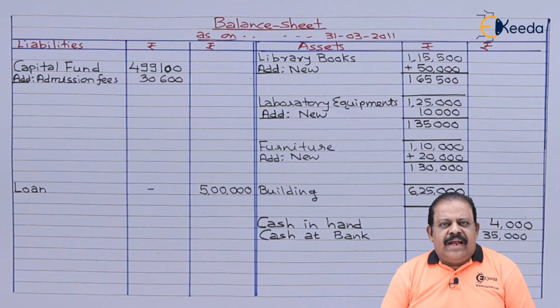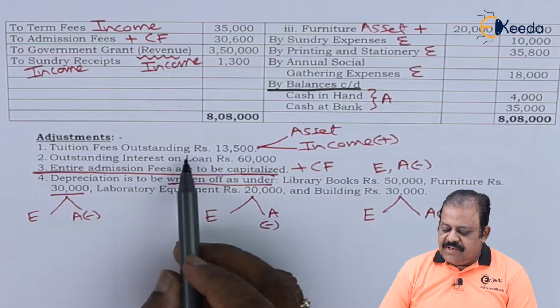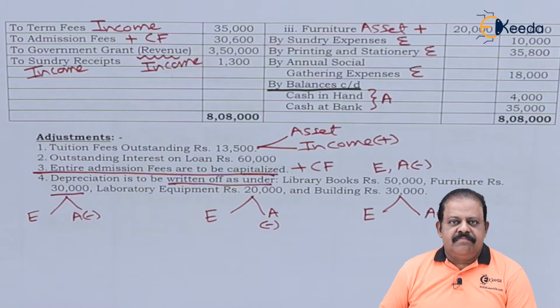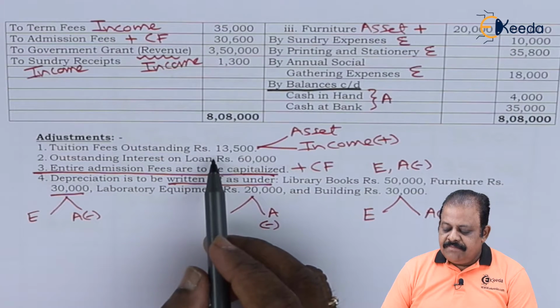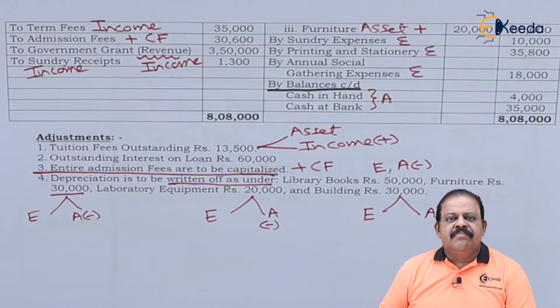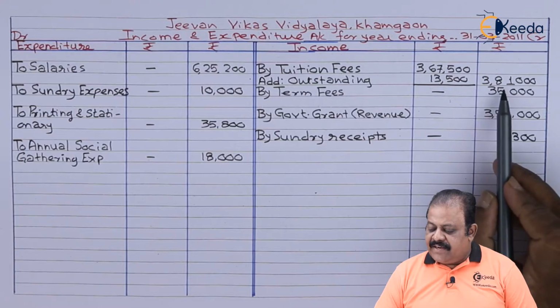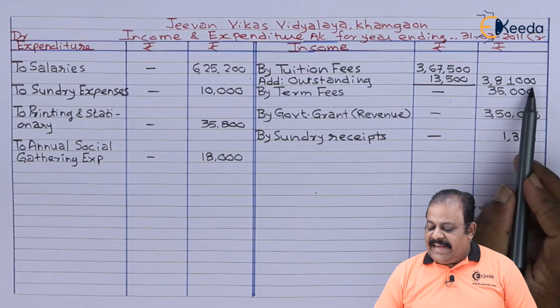We have completed all items given in receipts and payment account. Let us go through the adjustments. Tuition fees outstanding 13,500. This will be added on income side to the item of tuition fees, and it will have a second effect on asset side of balance sheet. Here tuition fees were added, outstanding 13,500. Now it has become 3,81,000.